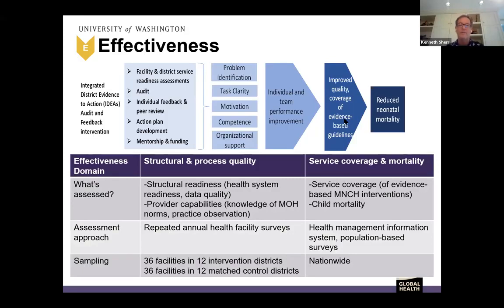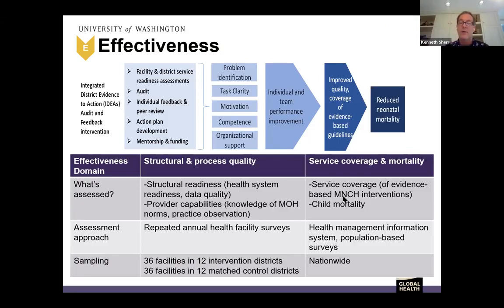So we're really using two efforts here to assess the effectiveness. One is looking at the structural and process quality. Do we see improvements in health system readiness and data quality, as well as provider capabilities to implement the guidelines of the Ministry of Health? And to assess this, which is largely fully being supported by the NIH, we're carrying out repeated annual health facility surveys in 12 intervention districts and randomly selected 36 facilities in those districts, as well as 12 matched control districts where there is no intervention, as well as 36 matched facilities.